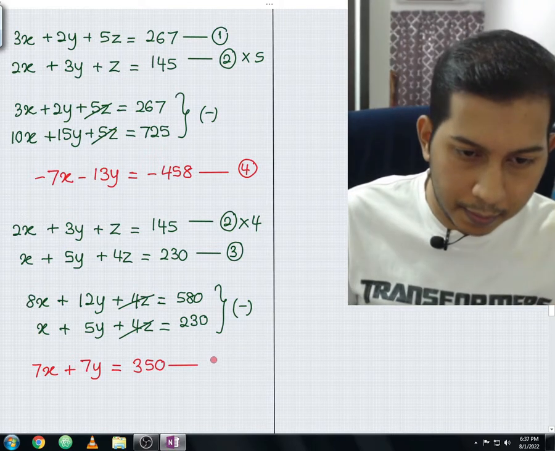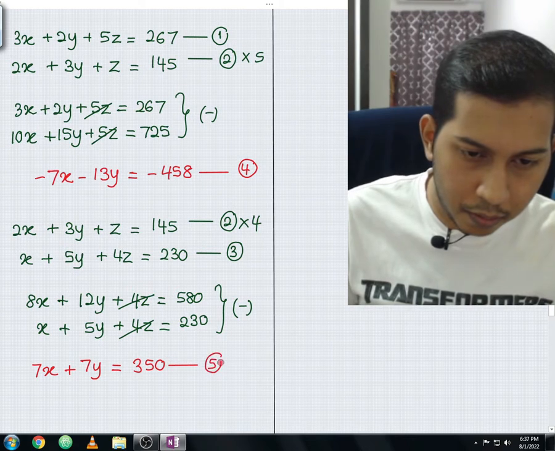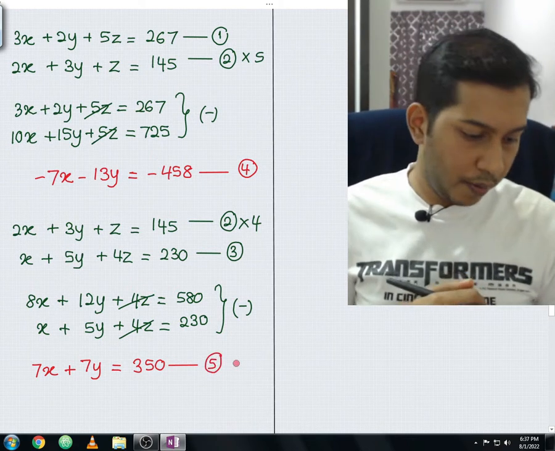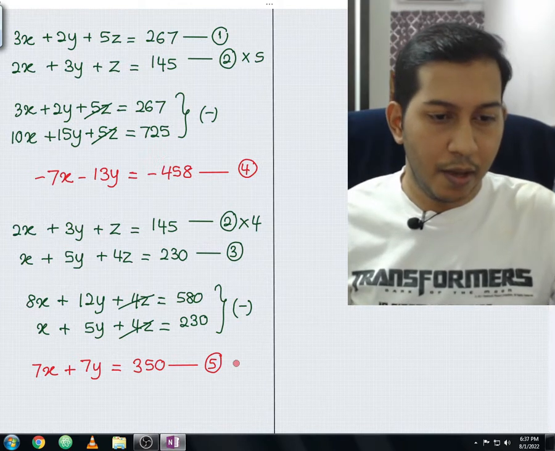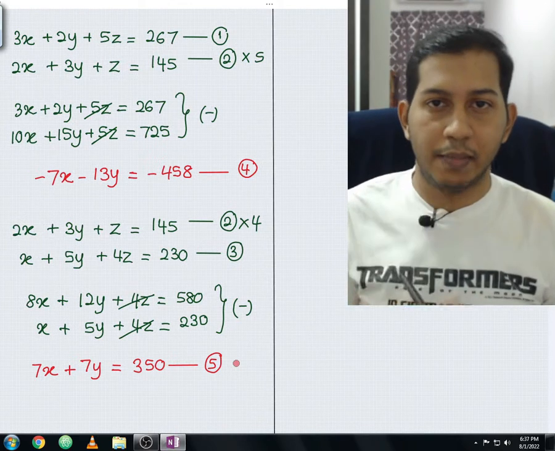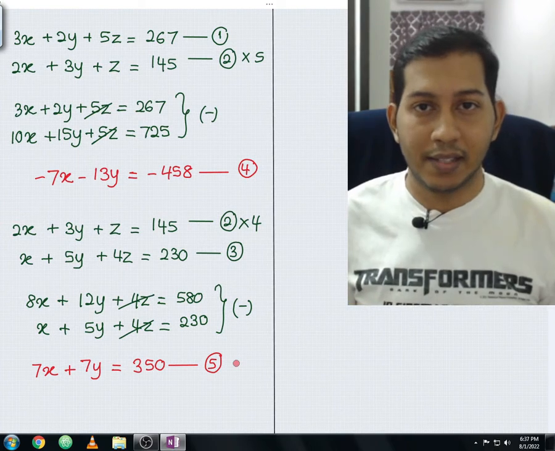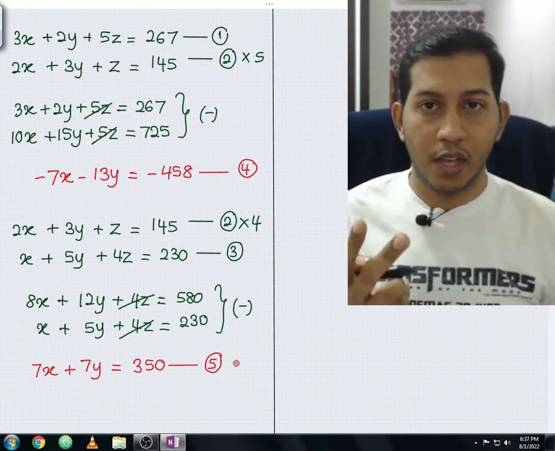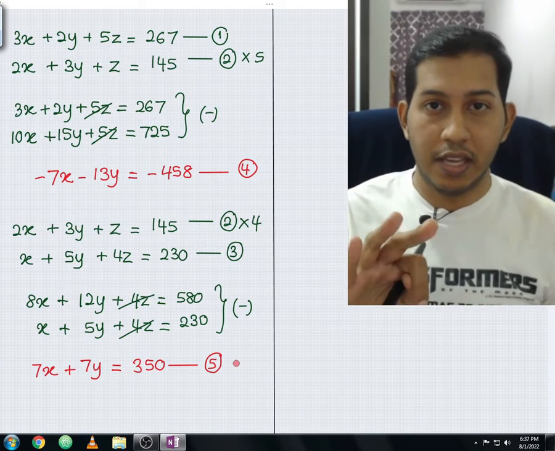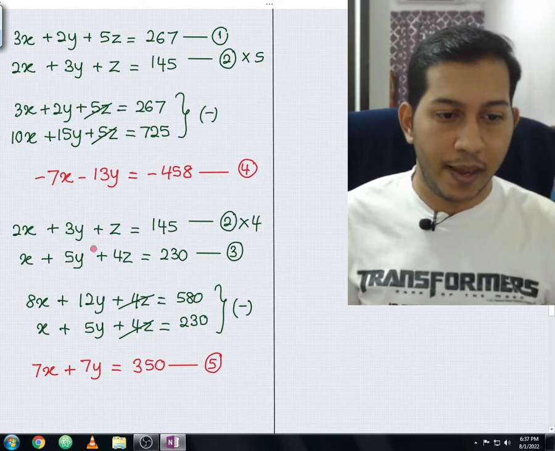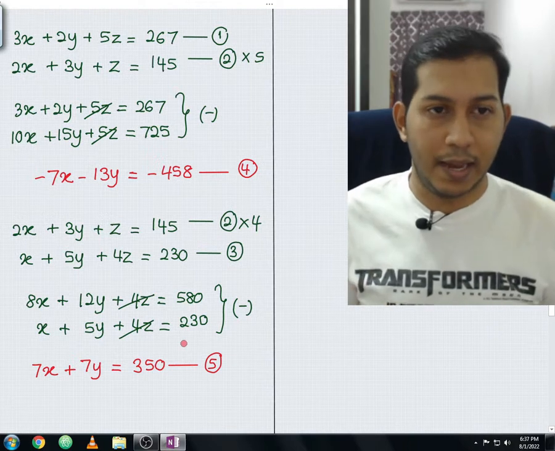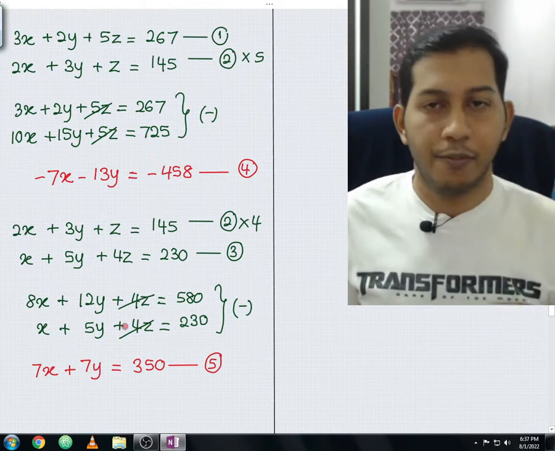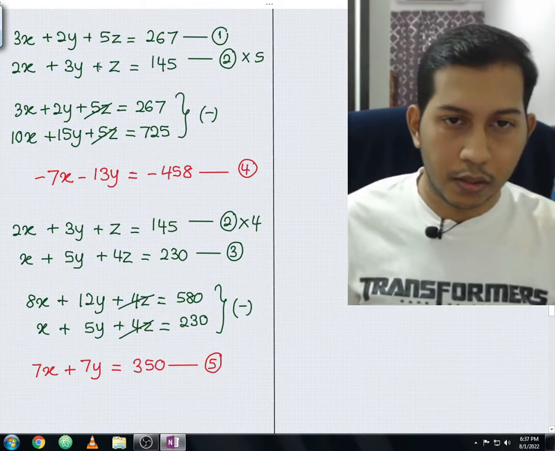So from now onwards, it is easier for us to proceed to the next step, where we are going to reduce from 2 variables to 1 variable. Remember guys, 2 variables, 2 equations, 3 variables, 3 equations. Now we have 2 variables and 2 equations. Can we solve? Yes, we can. So we can proceed to the next step.